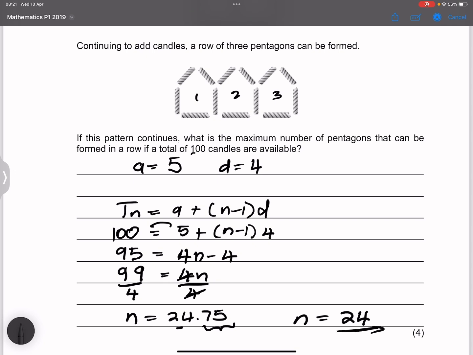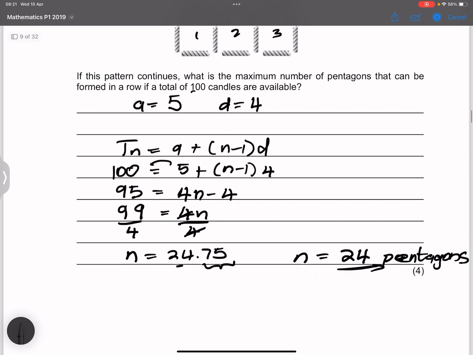So let's say n is 24 pentagons. Okay, so please don't round it off to the nearest, because that means we cannot form a full pentagon there, right? So which means we'll only be able to create 24.